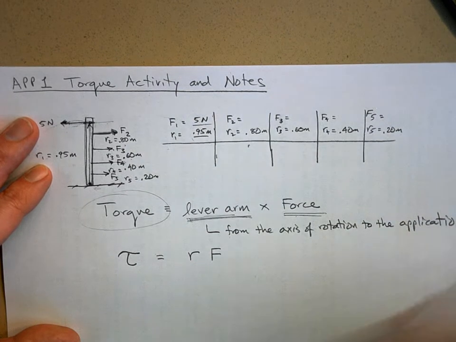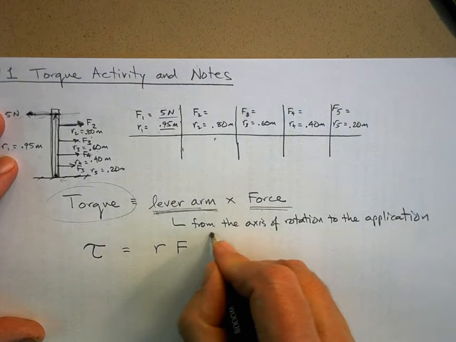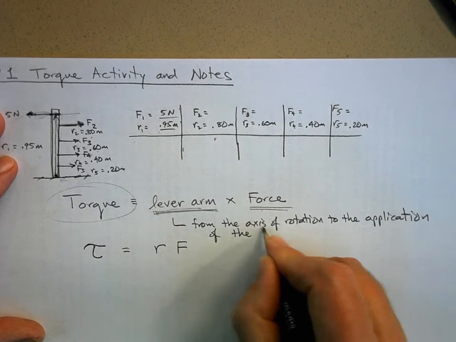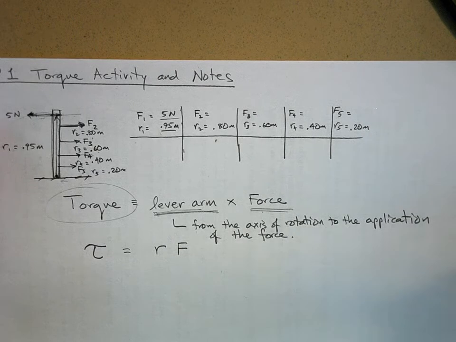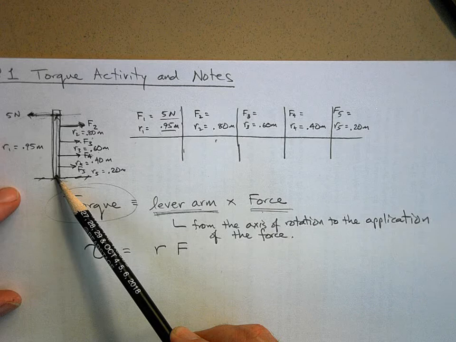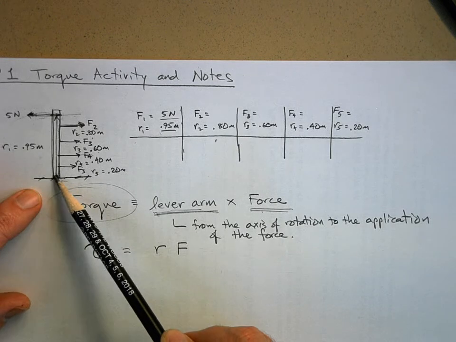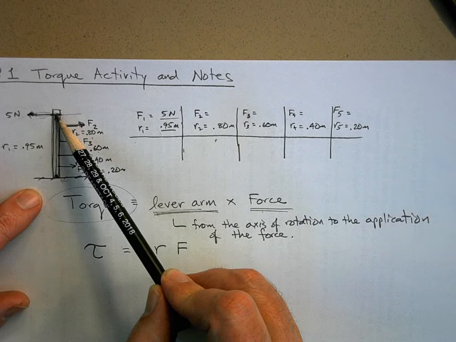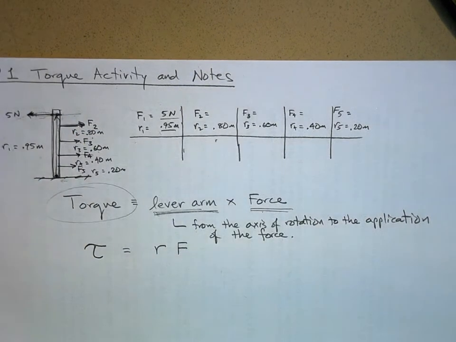To the application of the force. It's really a position vector or displacement, but we'll call it a position because we're always going to make the axis of rotation our origin. So here's the origin, here's where the force was being applied, so we're going to go R times F, and that's going to define our torque.